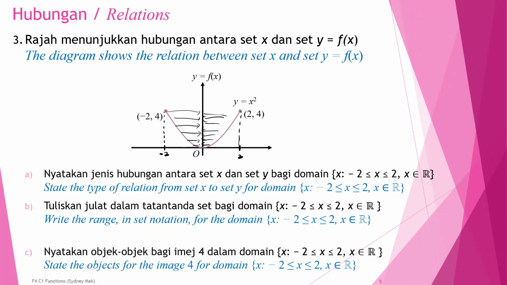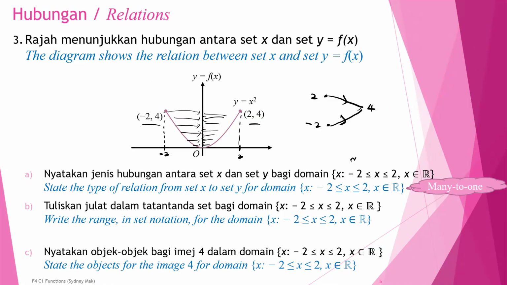So state the type of relation for this. What kind of relation is this? Is it one to one, one to many, many to one, or many to many? 1 to 1? Hmm? Can it be one to one? The moment I map 2 onto 4, I have negative 2 mapping onto 4. Oh, many to 1. Yeah, by just 2 specific numbers you already see it cannot be 1 to 1. So this is many to 1.